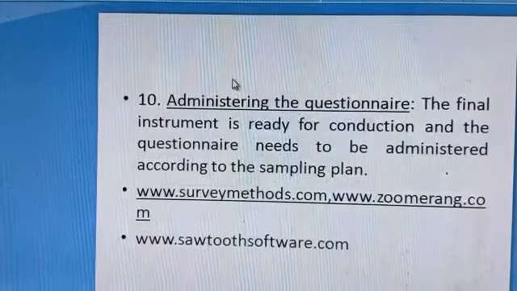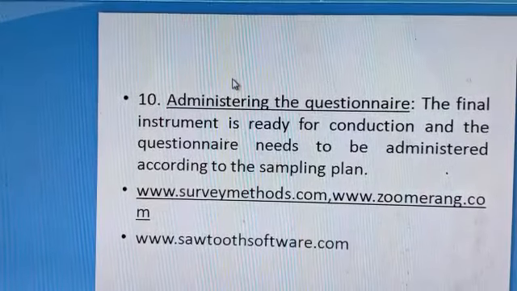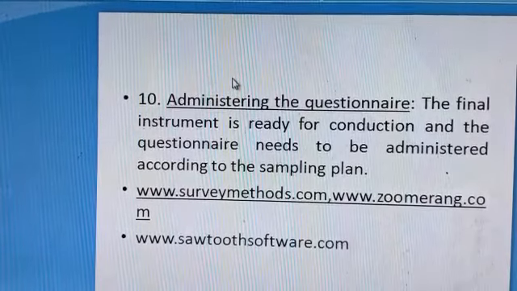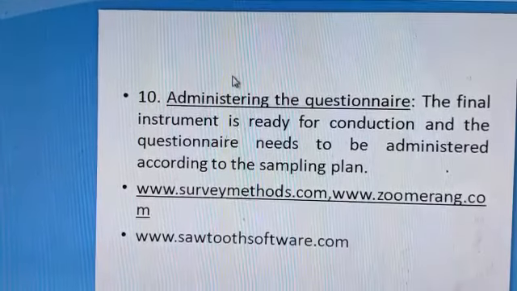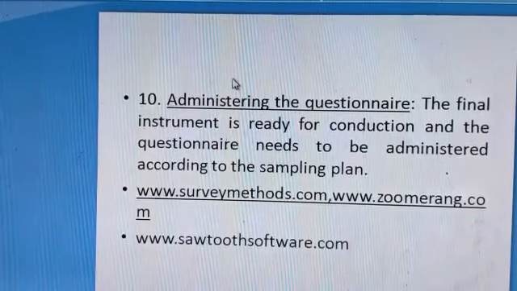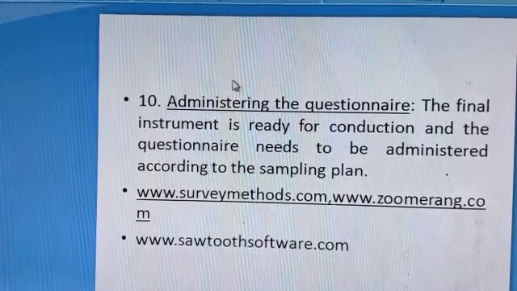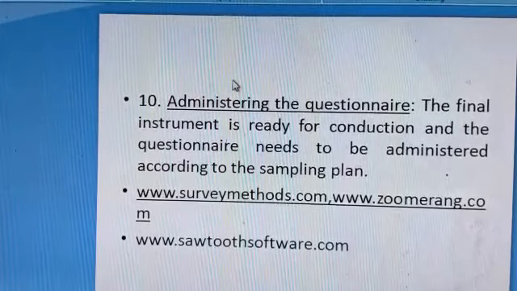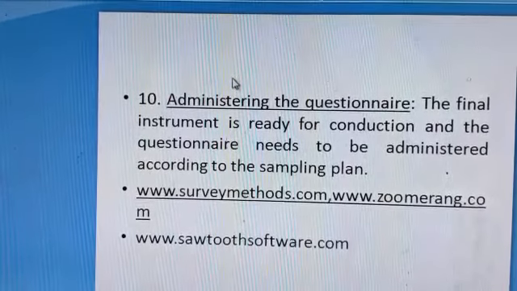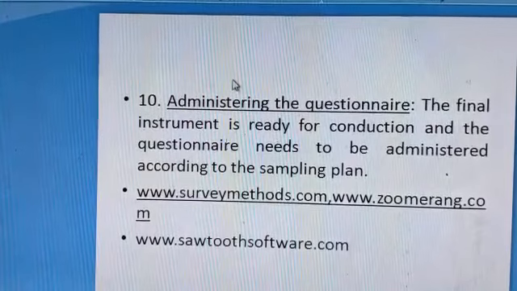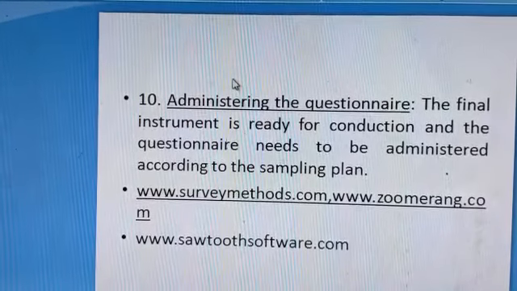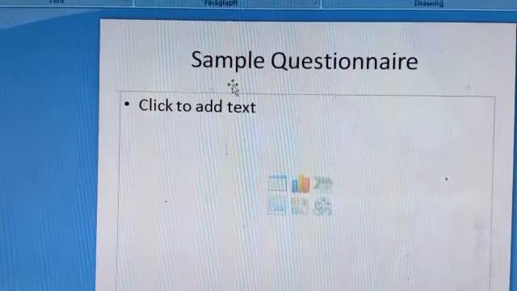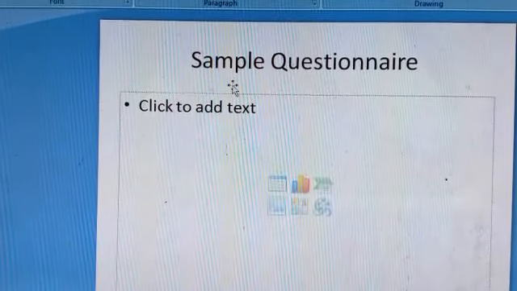The tenth is administering. The final instrument is ready for conduction, and the questionnaire needs to be administered according to the sampling plan. Here we have different websites like surveymethods.com, www.jumairang.com, www.sawtoothsoftware.com. These are different software which help you develop a questionnaire, and through these websites you can also get data from different sources. So these are all the different stages in designing a particular questionnaire.